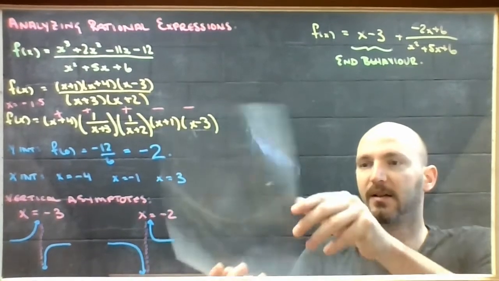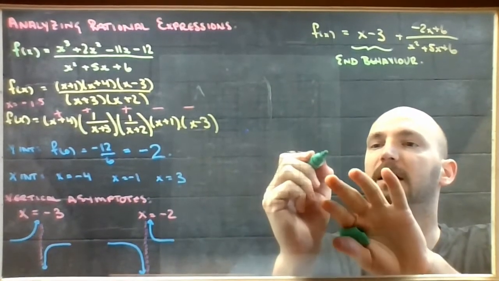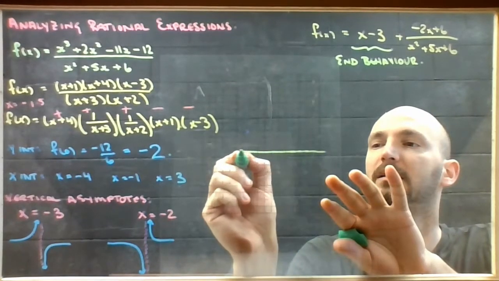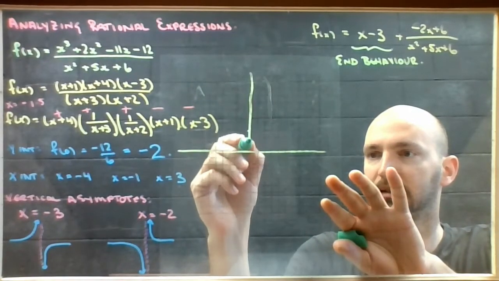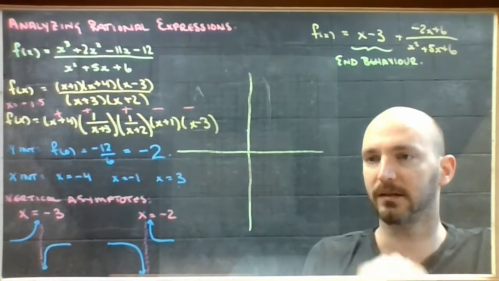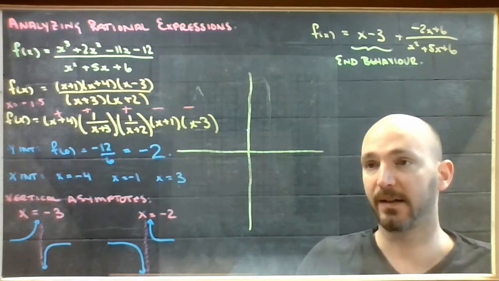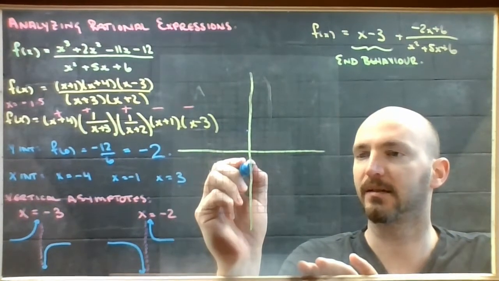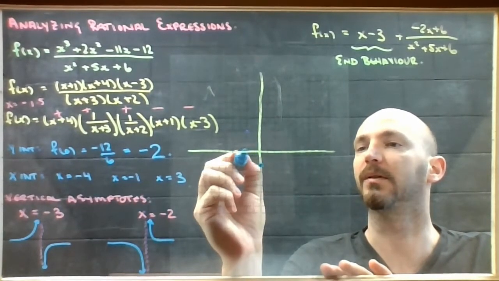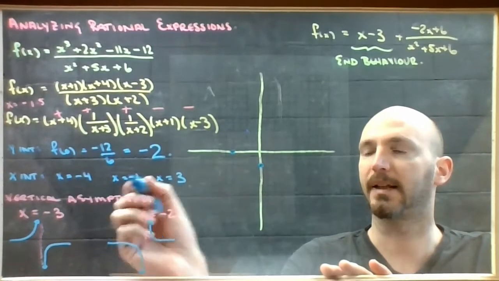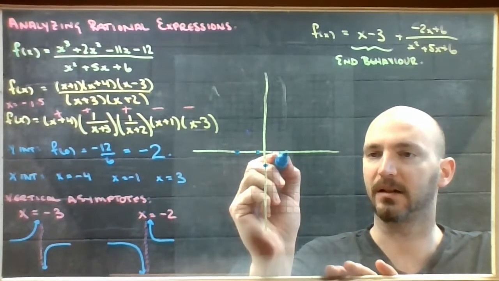So let's fetch the grid here, give that a try. I'll do my x-axis in green. Something like this. All right. So first thing I have is a y-intercept at -2. Well, that's here. And I have an x-intercept at -4. That's 1, 2, 3. That's here. And an x-intercept at -1. That's here. And an x-intercept at 3. Well, that's out here.